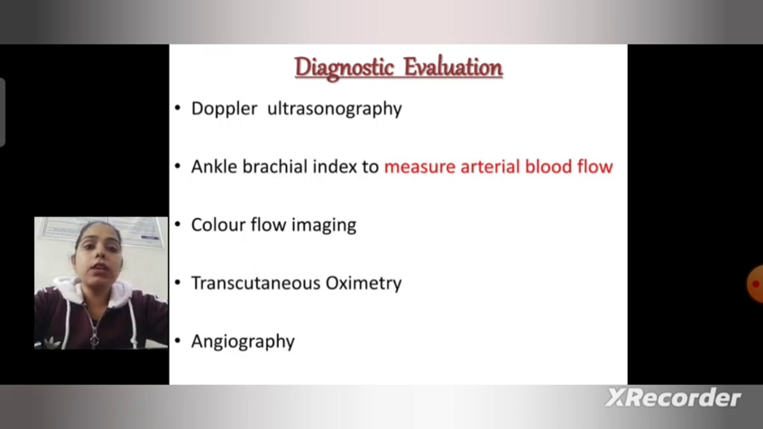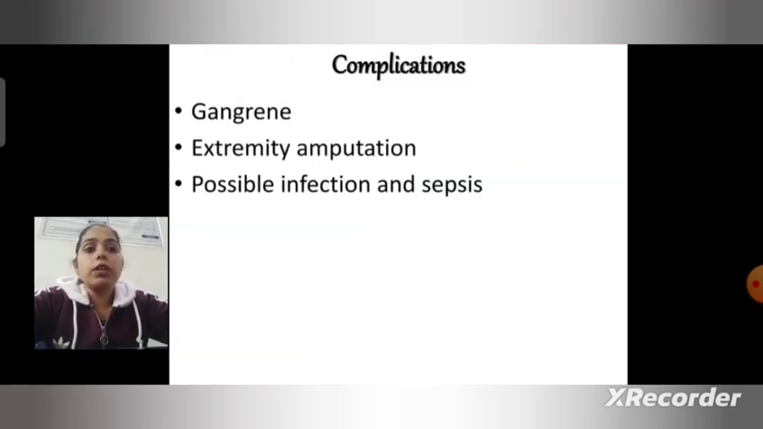Next is diagnostic evaluation of DVT, in which first is Doppler ultrasonography, second is ankle brachial index to measure arterial blood flow, third is color flow imaging, next is transcutaneous oximetry, and the last is angiography. Complications of DVT are: first is gangrene, second is extremity amputation, last is possible infection and sepsis.